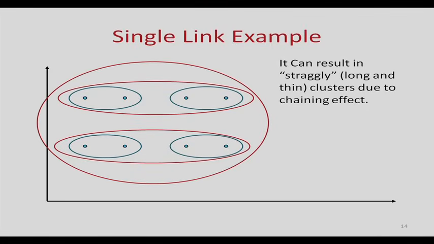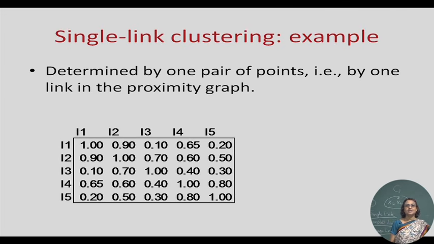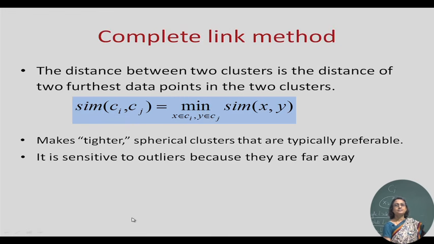Next, in single link clustering, the similarity is determined by one pair of points, that is, one link in the proximity graph. So, if the proximity graph has these values, what we need to do is look at the most similar pair and merge them.